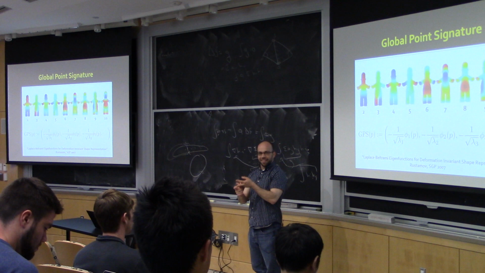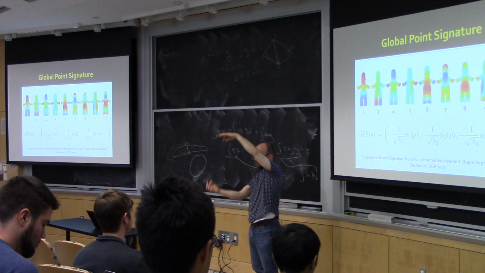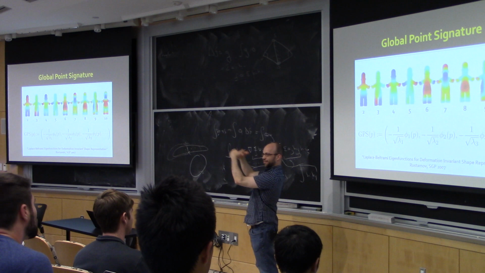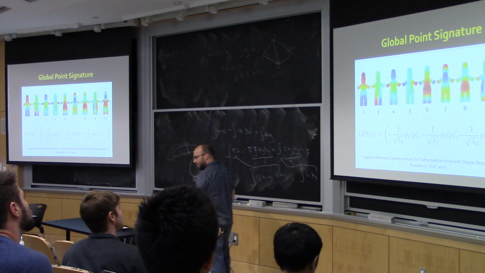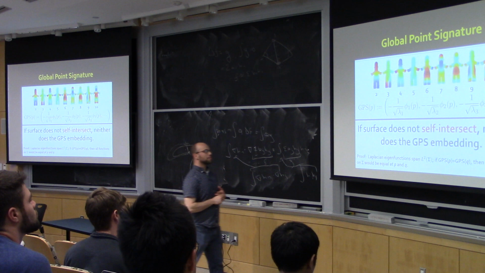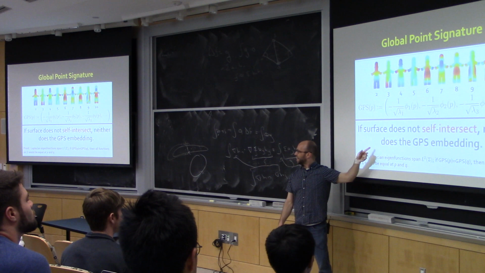That's your descriptor, right? Because remember that a single eigenvector is one number per vertex, right? So if I make those into a matrix, where every column is a different eigenvector, and I just read it row by row, each row is a descriptor of each vertex. Yeah? So literally, it's just one line of code. Yeah, and the global point signature actually has a really nice theorem attached to it, which is that if your surface doesn't self-intersect, neither does the GPS embedding. This is a great usage of some of the terminology we've already introduced in our lecture.